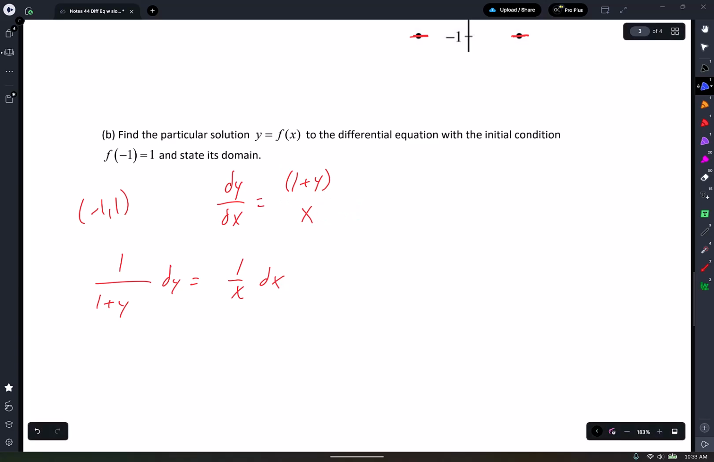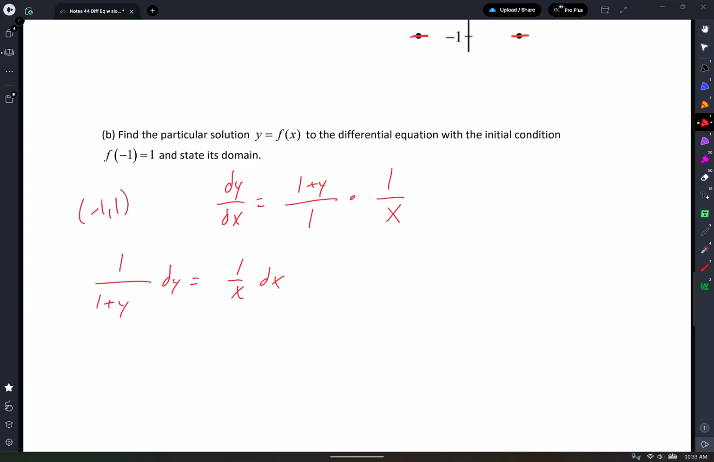Because your initial expression, let me rewrite this so you can see it better. You have 1 plus y over 1 times 1 over x. Do you see that? If I want to get rid of this 1 plus y in the numerator, I need to multiply by 1 over 1 plus y, which is like dividing. Whatever you do to one side, you do to the other. Do you see that, or no? Okay, you're not just saying that just to say yeah?